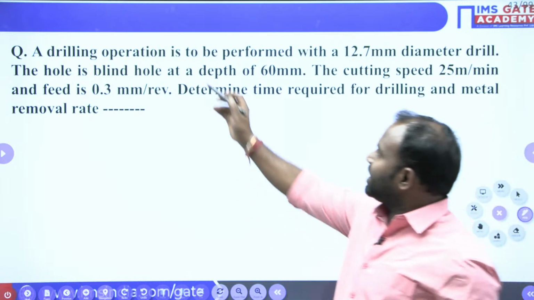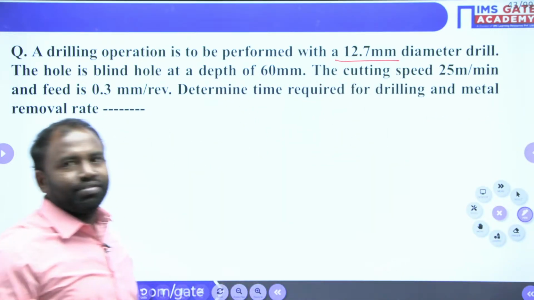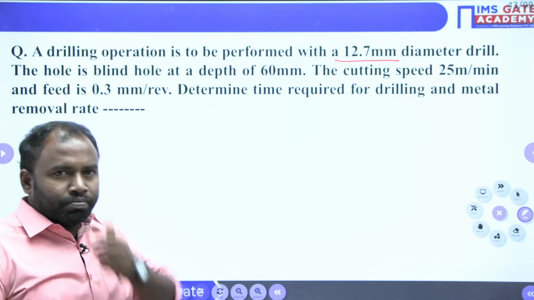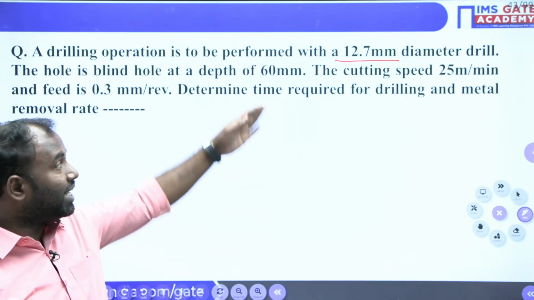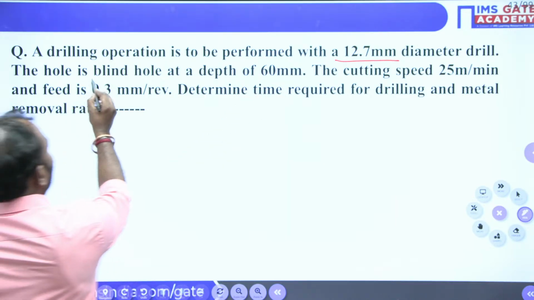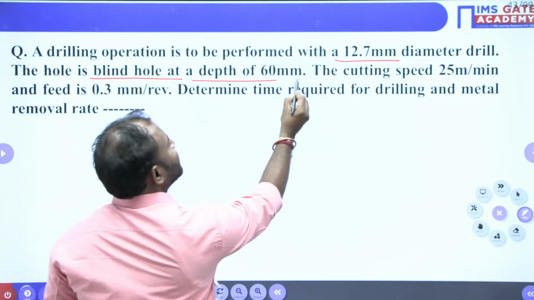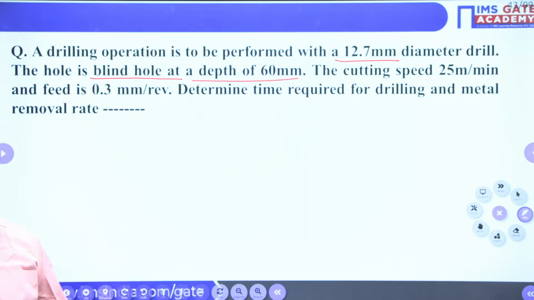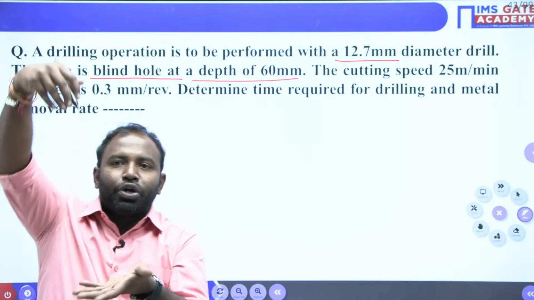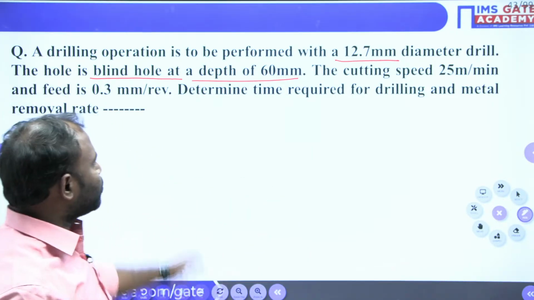A drilling operation is to be performed with a 12.7 mm diameter drill bit. So the drilling operation is going to be performed on a workpiece with a drill bit diameter of 12.7 mm. The hole is a blind hole, at a depth of 60 mm. Okay, a blind hole means it is not completely produced through the workpiece. It is produced up to a certain depth and we just leave it there. Okay, right. That is what a blind hole is.